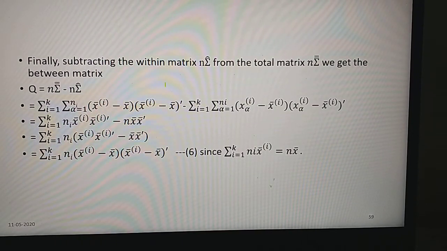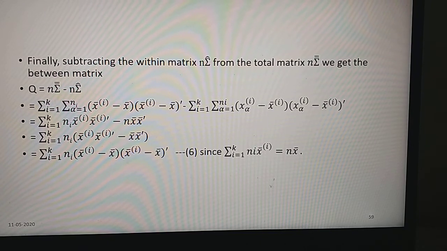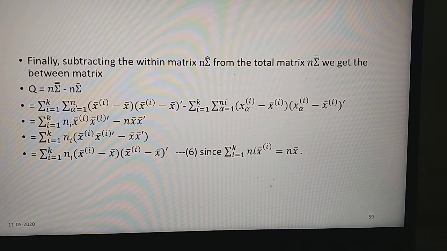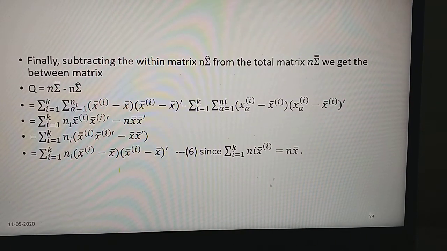Finally, subtracting the within matrix n sigma cap from the total matrix n sigma double cap, we get the between matrix Q, which is n sigma double cap minus n sigma cap. So there is a subtraction. The expression of n sigma cap is in an earlier equation of this theorem, and after simplification, you will get this. Okay, so this is Q.